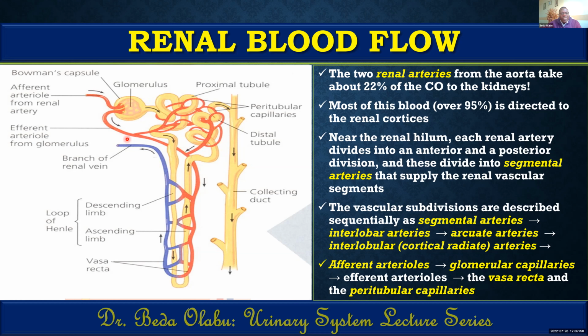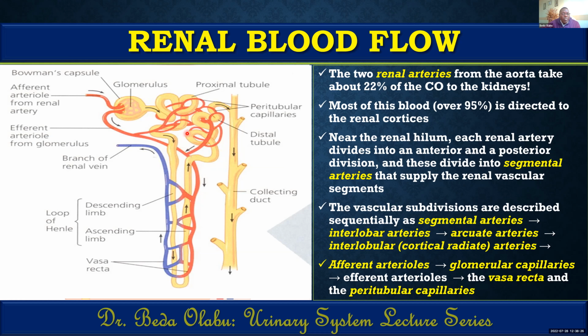The efferent arteriole then gives you what we call peritubular capillaries. Peritubular capillaries are capillaries that go around the renal tubule. However, there's a special type of peritubular capillary that follows the length of the loop of Henle along the juxtamedullary nephrons. That type of capillary that follows the length of the loop of Henle within the renal medulla is what we call the vasa recta.